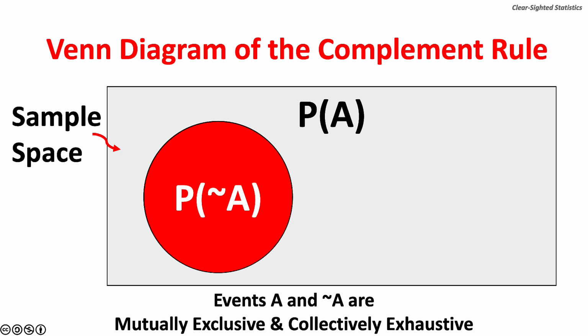Here's a Venn diagram of the complement rule. The area of the gray box that surrounds the red dot is the probability of event A. The red dot is the probability of not A. Please note, events A and not A are mutually exclusive and collectively exhaustive. If we know the probability of A, we can find the probability of not A using the complement rule.